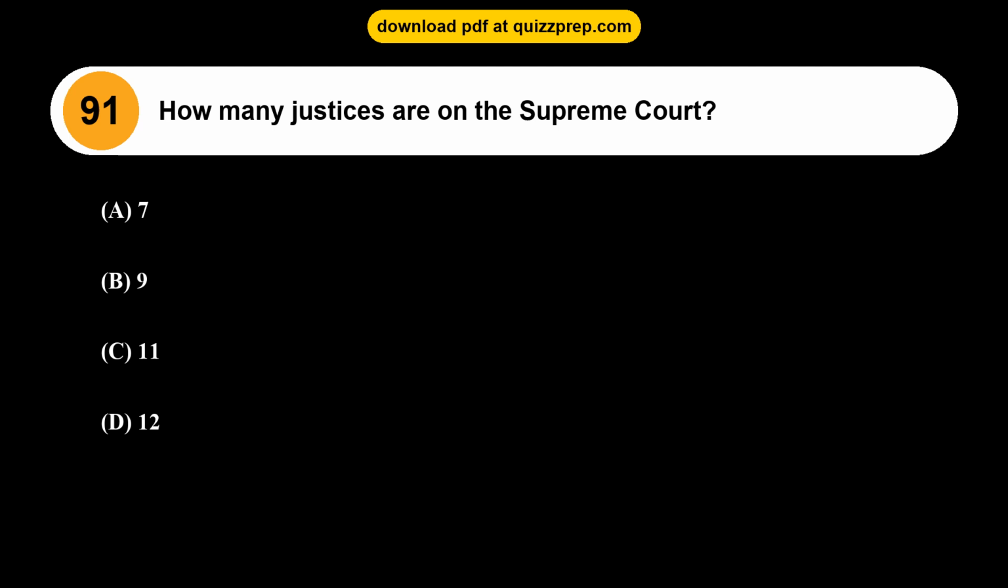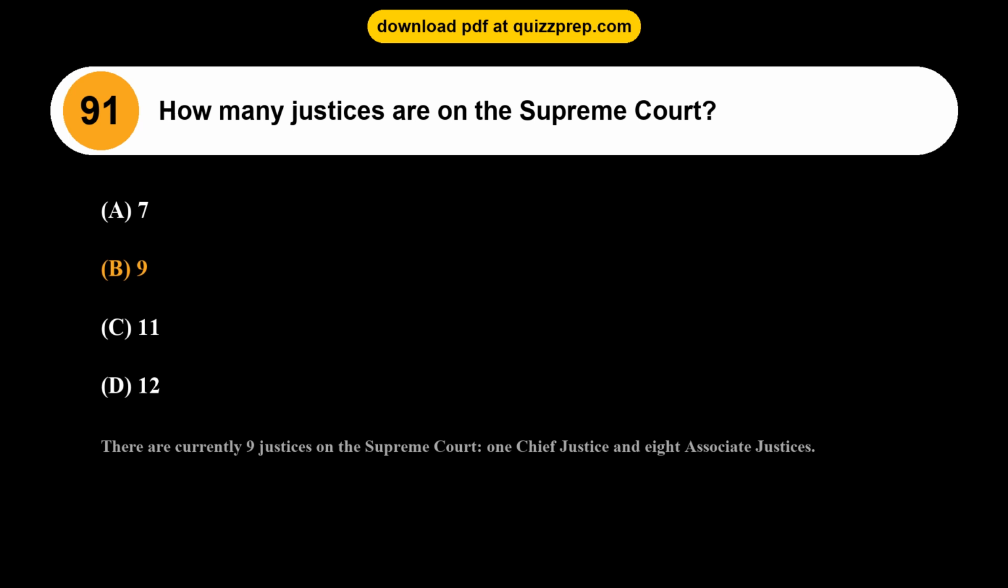Question 91. How many justices are on the Supreme Court? Option A, 7. Option B, 9. Option C, 11. Option D, 12. The correct answer is option B, 9. There are currently 9 justices on the Supreme Court, 1 Chief Justice and 8 Associate Justices.